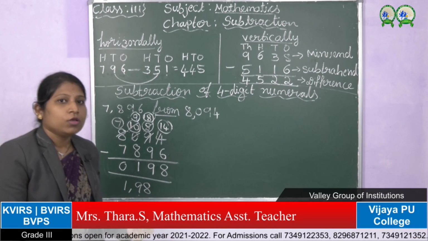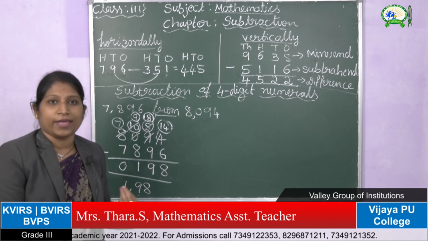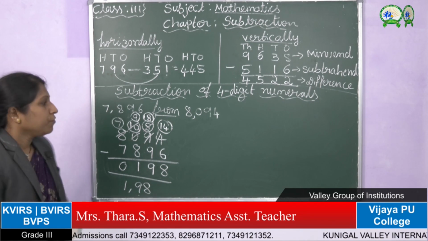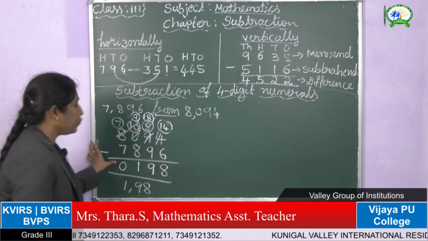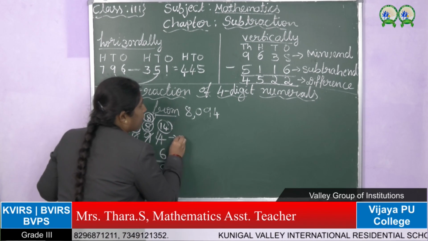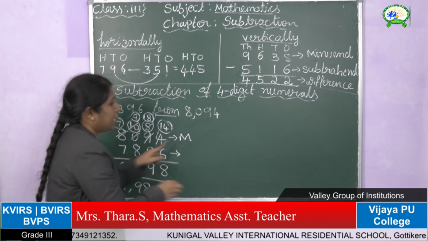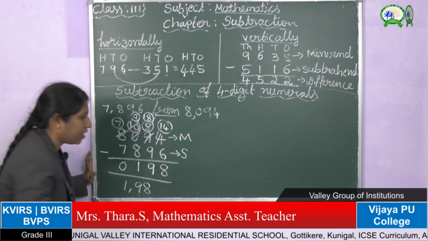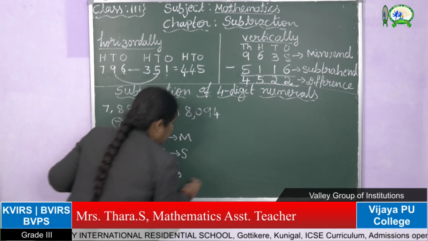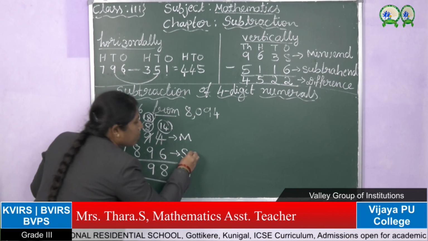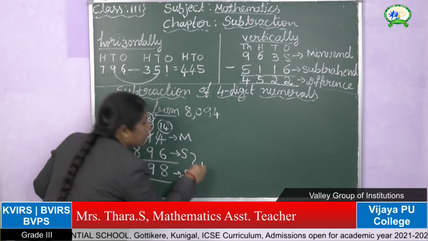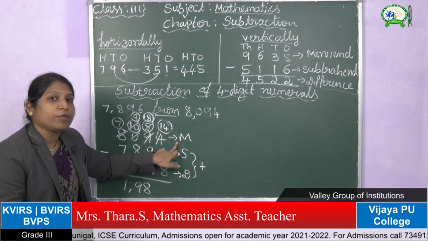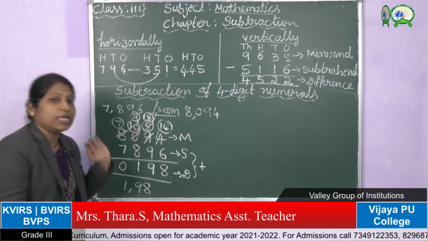We have to check, no. So how to check? We have one rule to check whether the given answer is correct or not. That is, this one is minuend, and this one is subtrahend, and this one is difference. If you add these two, subtrahend and difference, you will get minuend. So if we got minuend correctly, the answer is correct.